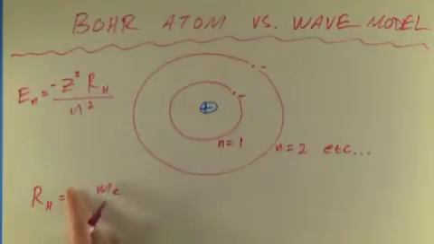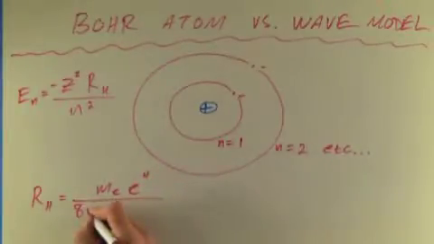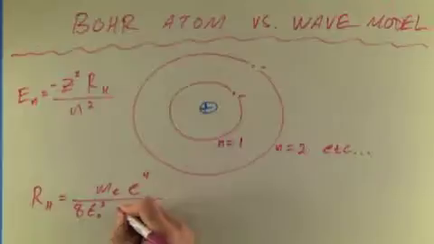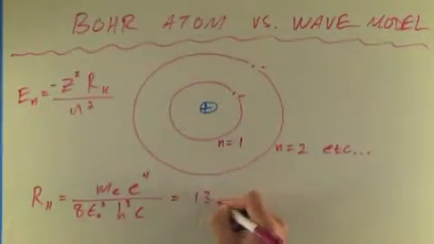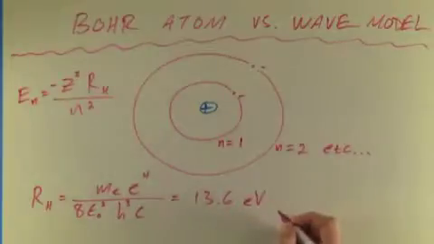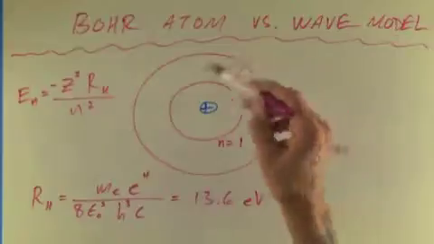And this is what is in the Rydberg constant: the mass of the electron, the fundamental charge, the permittivity of a vacuum, Planck's constant, and the speed of light. This was all figured out by Niels Bohr in trying to balance the energies. It's equal to 13.6 electron volts.